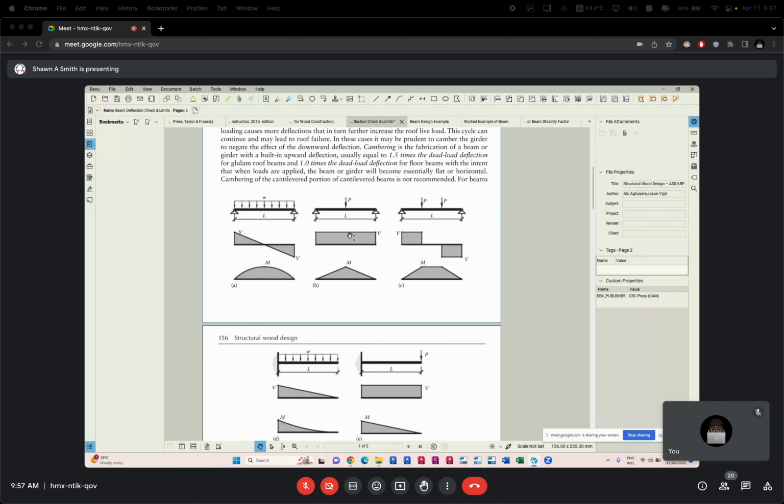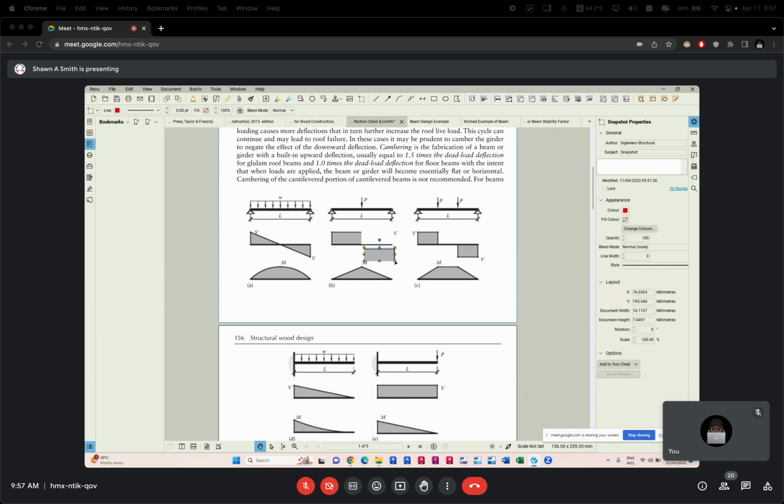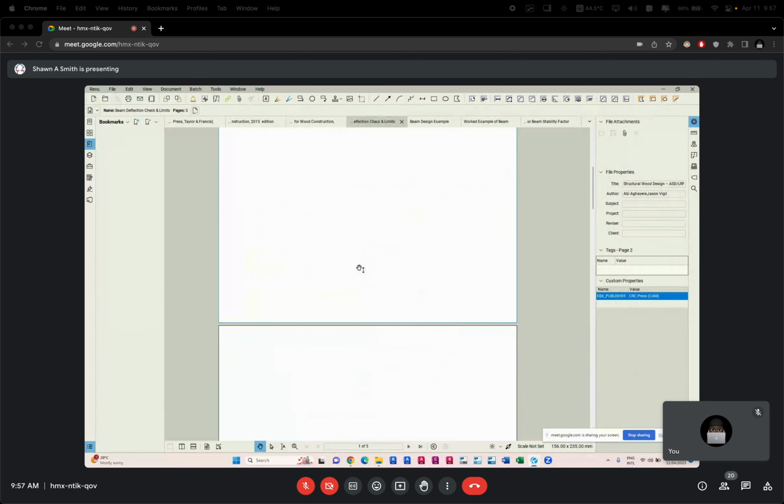So find a way to sketch this properly. In fact, let me do that for you. It should actually do this. It should look like this. Yeah, this is what the diagram should look like, and not what they have. All right.